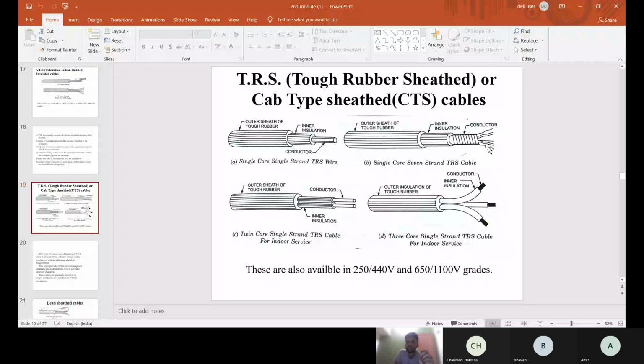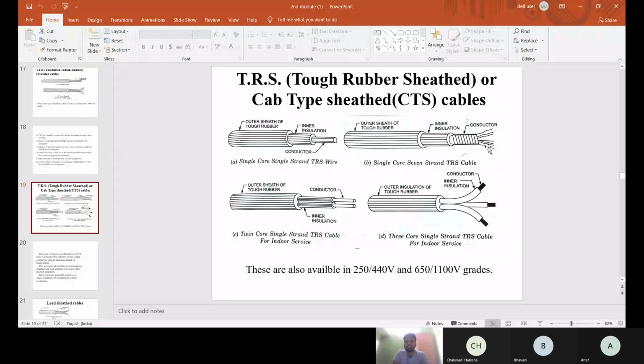Here it is a 3 core, and each core is insulated with cab type sheathed or tough rubber sheet. So this type of wire is a modification of vulcanized Indian rubber wire. It consists of the ordinary rubber coated conductors with an additional sheet of tough rubber. This layer provides better protection against moisture and wear and tear. Wear and tear means it may break while handling or while maintaining.